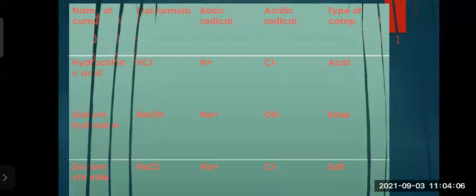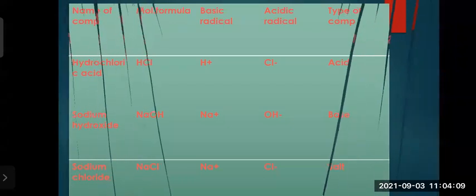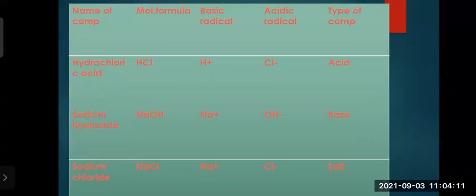Here you come. See here. Again, I have taken out three examples: one acid, one base, and one salt. The same columns I have made there: name of the compound, molecular formula, basic radical, acidic radical, type of compound. The first one is hydrochloric acid. The molecular formula is HCl. Basic radical, look into the molecular formula, H plus.